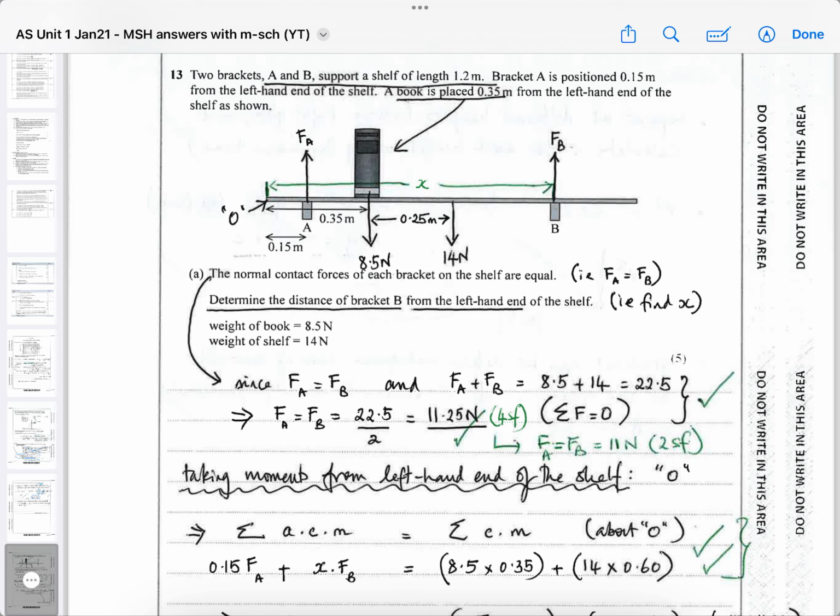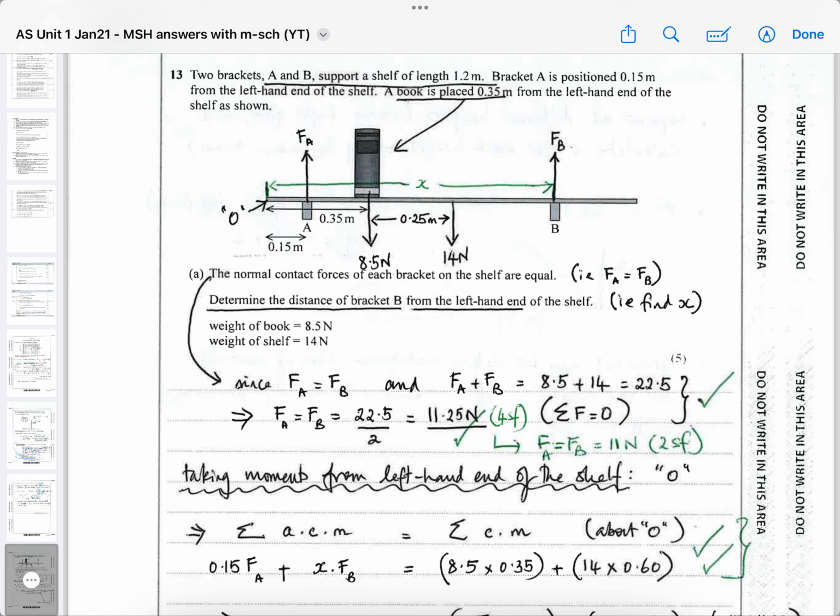It's the distance to force B. Now, this is no more difficult than a GCSE question. Those of you who did triple science, or those who did physics GCSE or IGCSE, will have had to have done moments in the Edexcel exam.